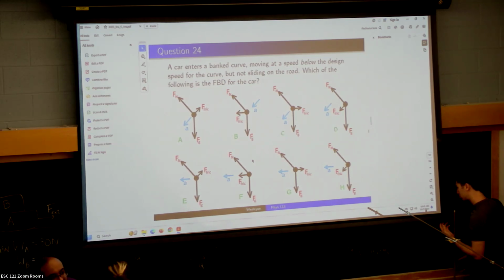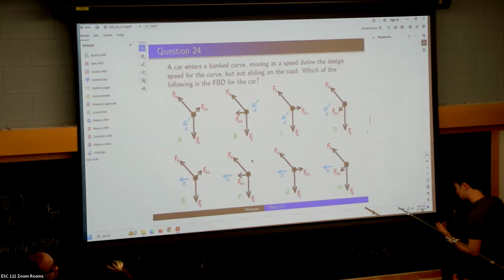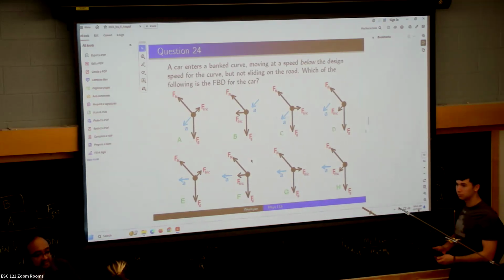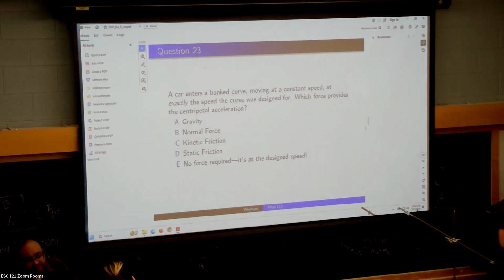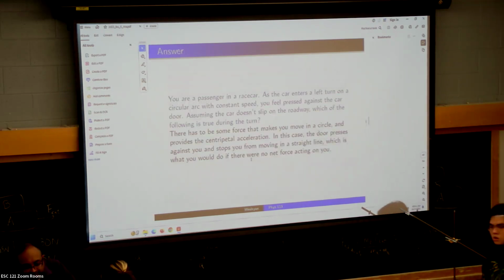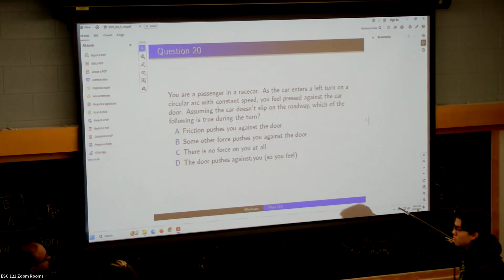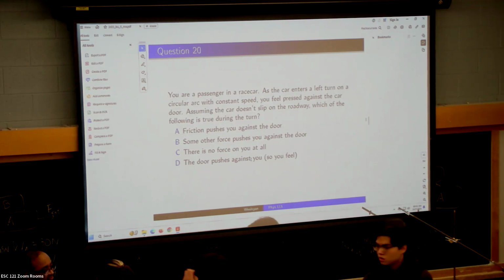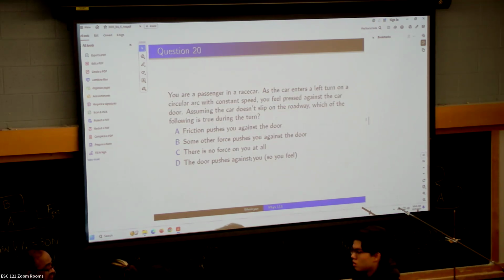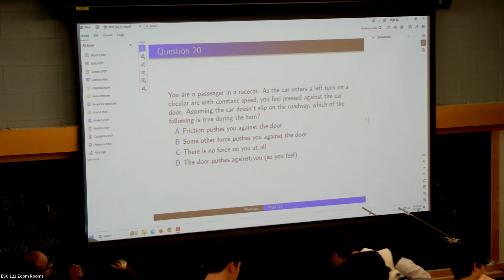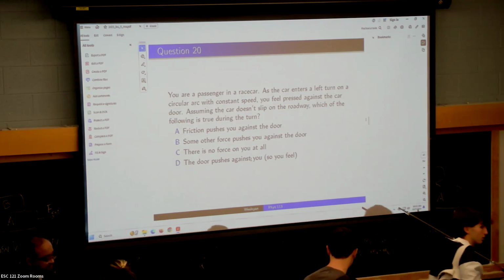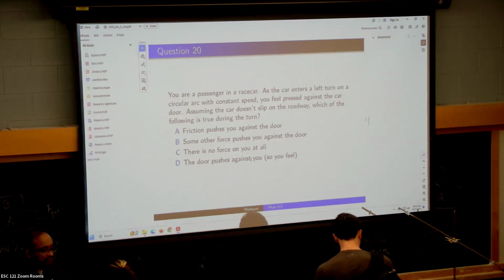The tendency to stay straight is by. So what if? Well, the friction wouldn't push you against the door, because, from the car seat's perspective, you are moving outward. And so friction would try to hold you in.